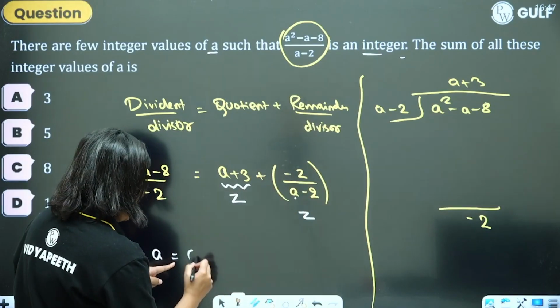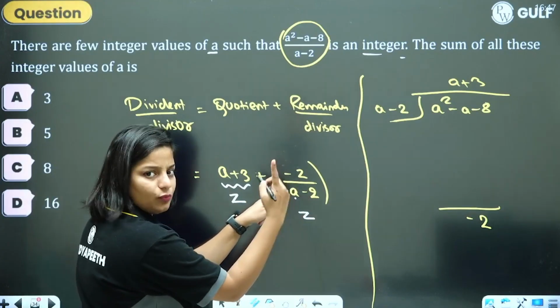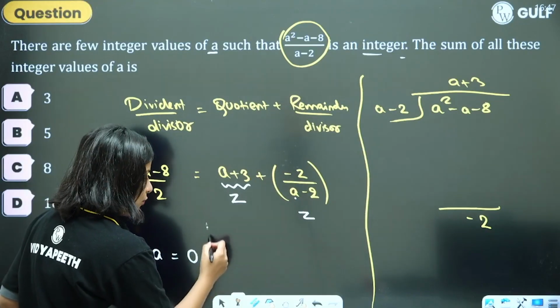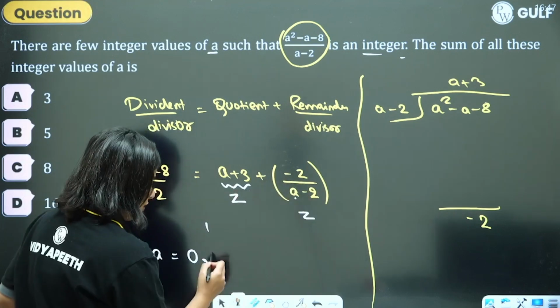Can I take A as 0? If I take A as 0, minus 2 upon minus 2, that is 1. So it's correct. Can I take A as 1? Minus 2 upon 1 minus 2, that is minus 2 upon minus 1, so we get 2. So A can be 1 as well.